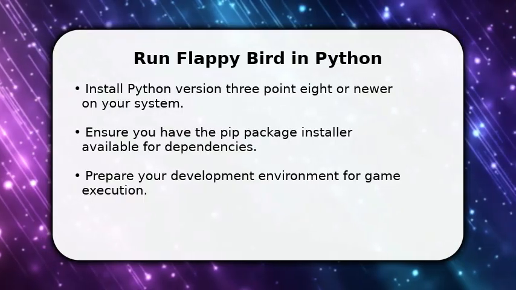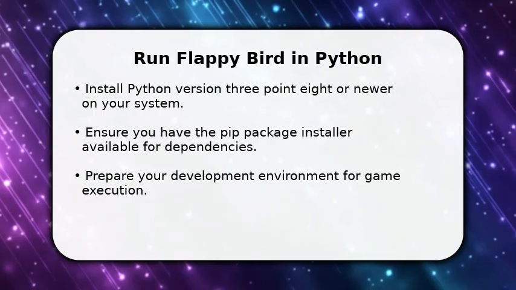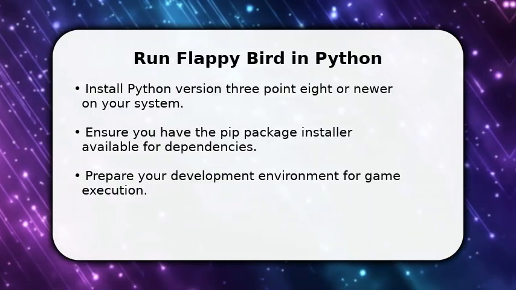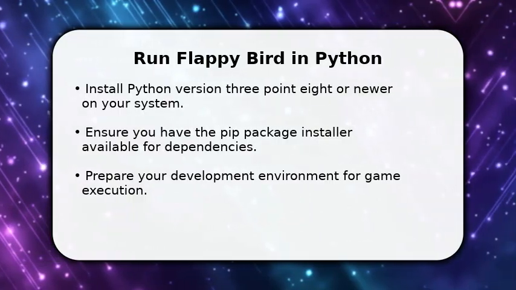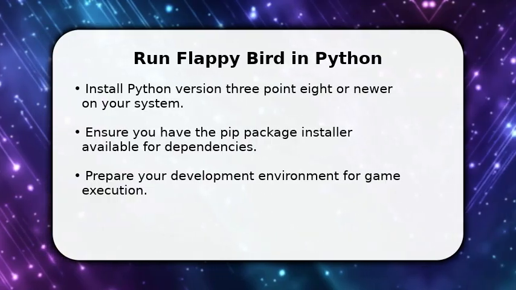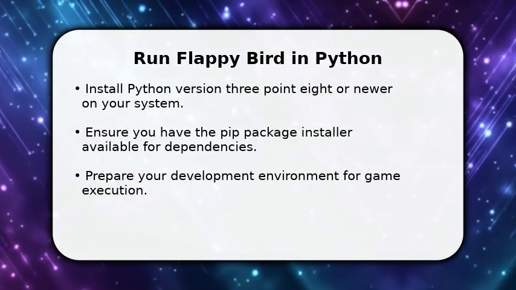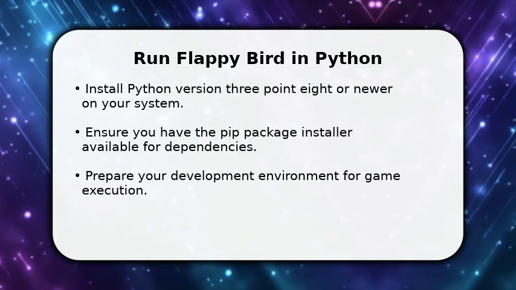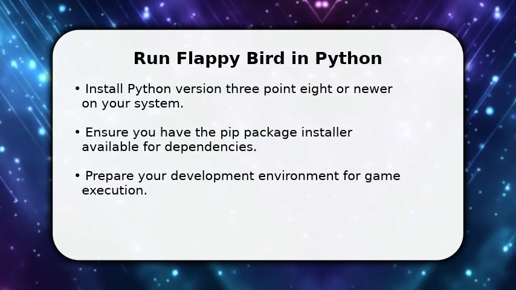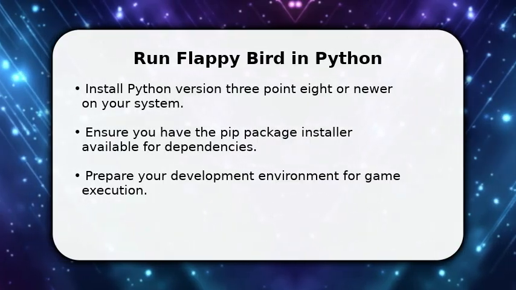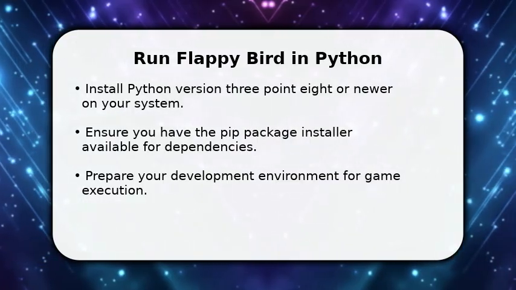In this video, I will explain how to run Flappy Bird code in Python. First, ensure you have Python installed, preferably version 3.8 or newer, as this provides the best compatibility. You will also need the pip package installer, which comes with most Python distributions. This initial setup is crucial for a smooth experience, preparing your environment for the game's execution.